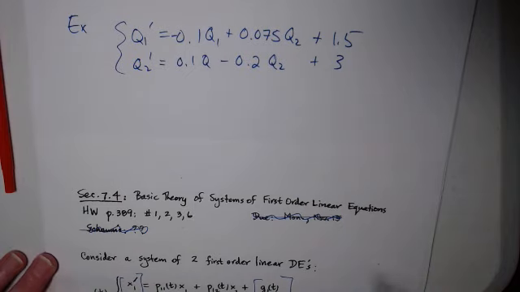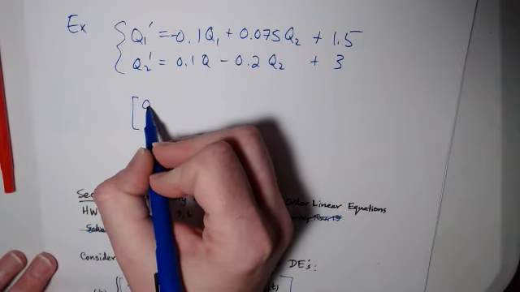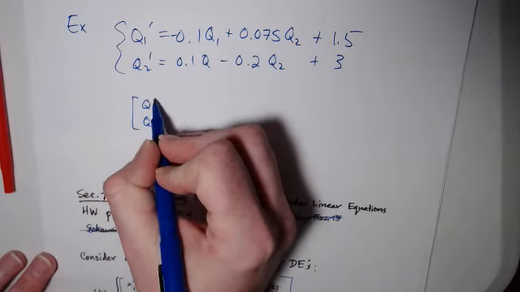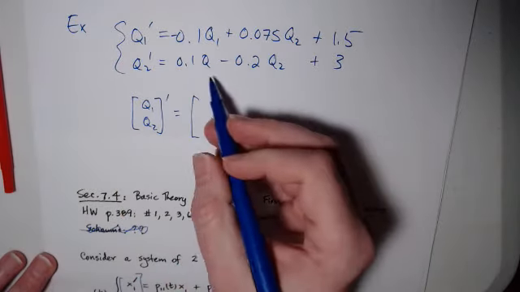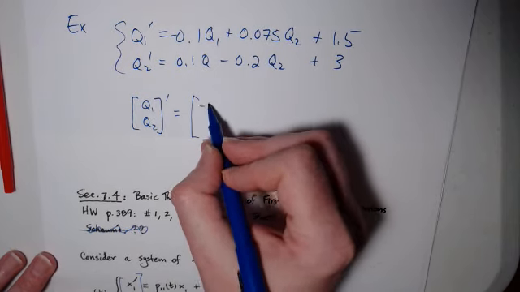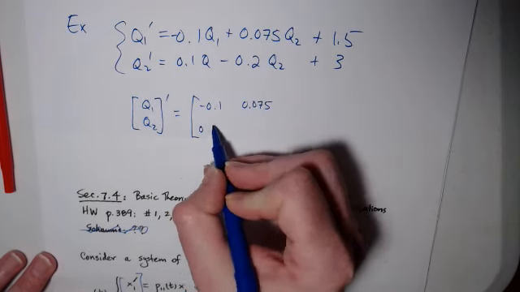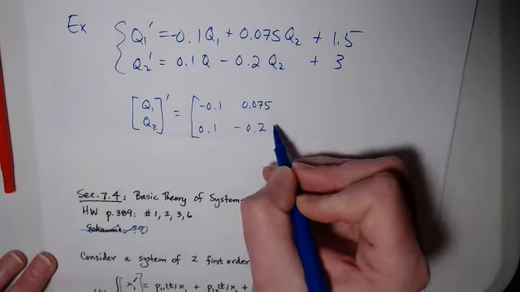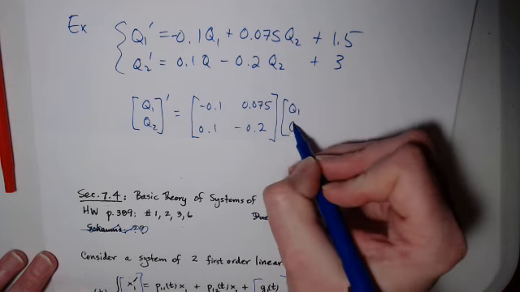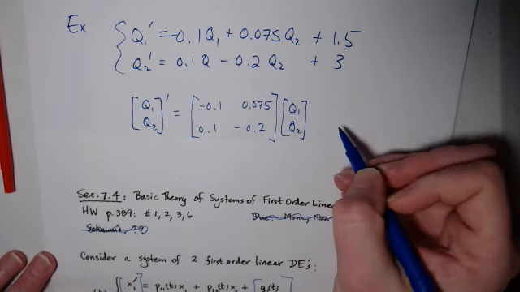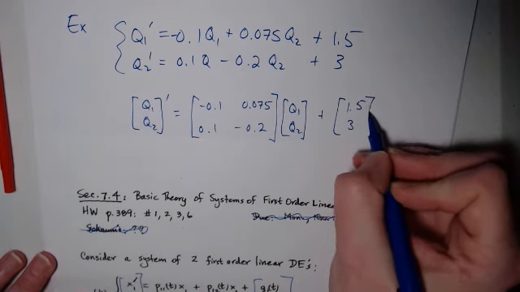And so we can rewrite this as a vector matrix equation by writing q1, q2, that's our column vector, prime, equals, then we make a matrix out of the coefficients, negative 0.1, 0.075, 0.1, negative 0.2, and then that's going to be multiplied by the vector q1, q2, plus 1.5, 3.